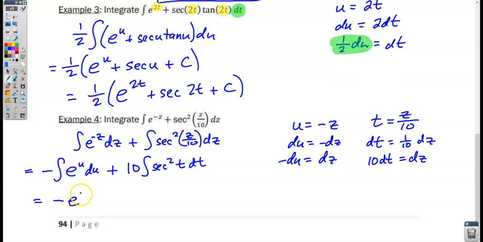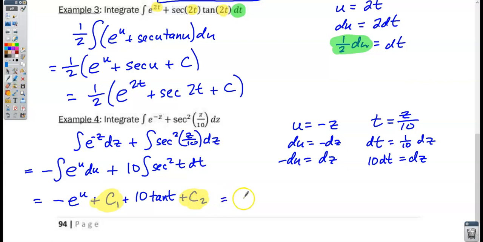It gives me negative e to the u plus c plus 10 times the antiderivative of secant squared, which is tangent of t, plus another c. Now what I'm going to do with these constants, since there was one constant from each integral, I'm just going to combine them into a single constant in my final answer.